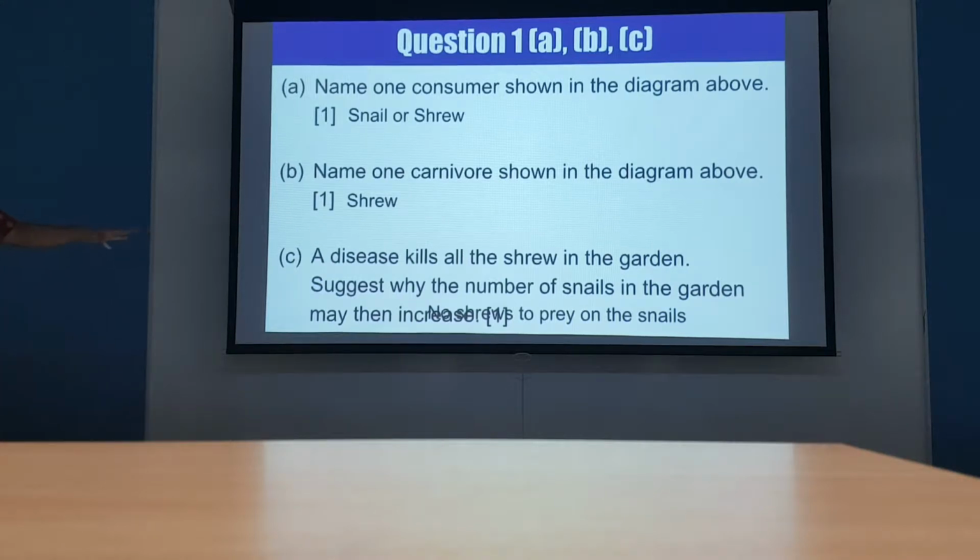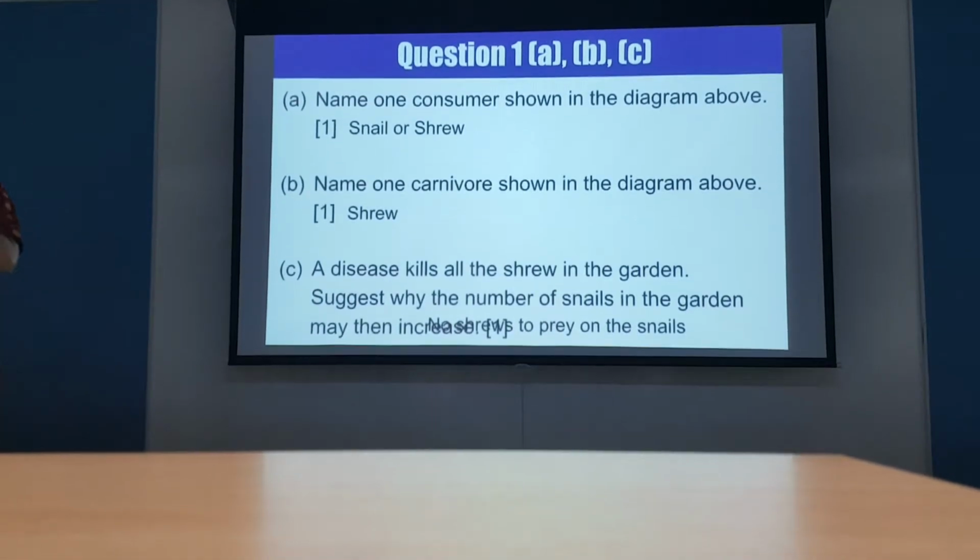Okay? Now, some of you might say no shrews to prey on the snails. It's correct. You can also say there are no predators such as the shrew. It's all the same because the basic idea is that the snail population is increasing because there is nothing to eat it. Even if you explain in the simplest way, I will still award you 1 point because that is the main concept. Okay?